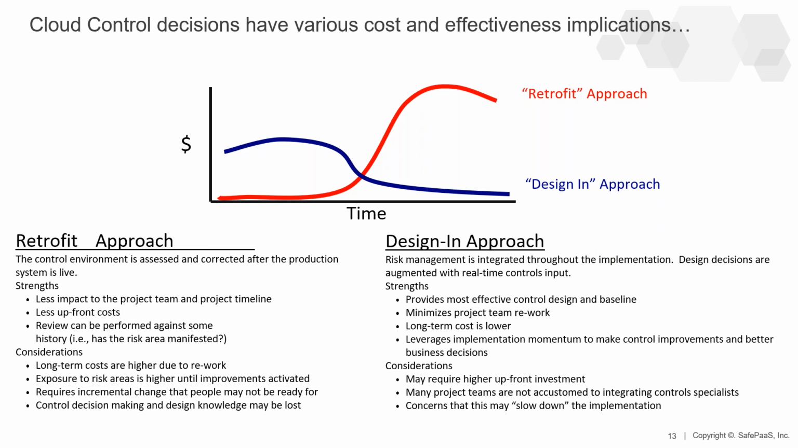Requires incremental change that people may not be ready for. Again, just change management issues, and also different ways of running a process. So you may have one level of approval, but now you want to introduce a second level of approval on journal entries over a certain amount.